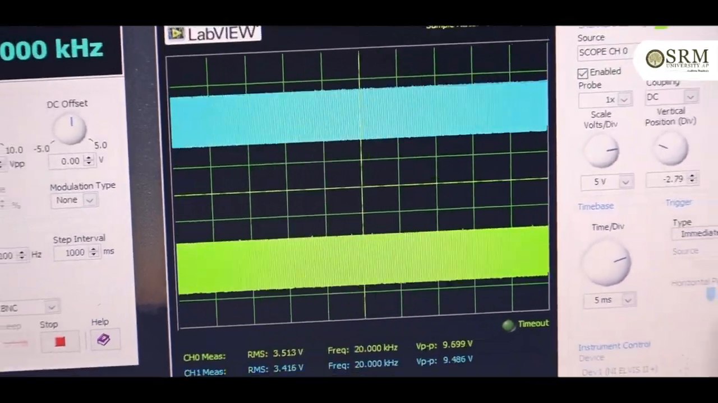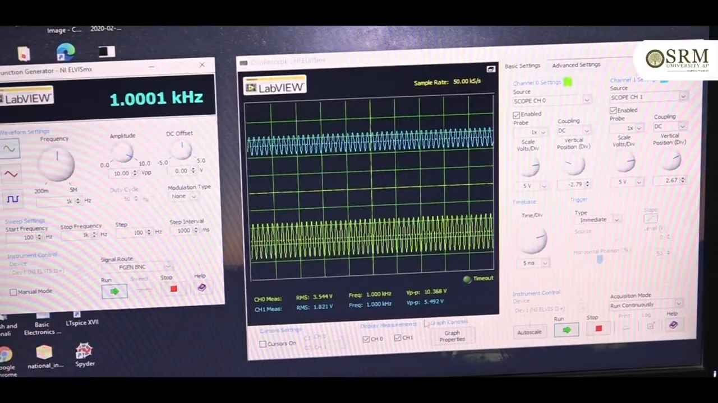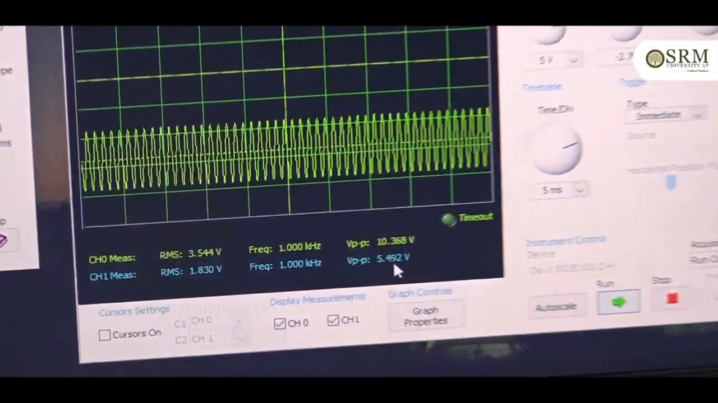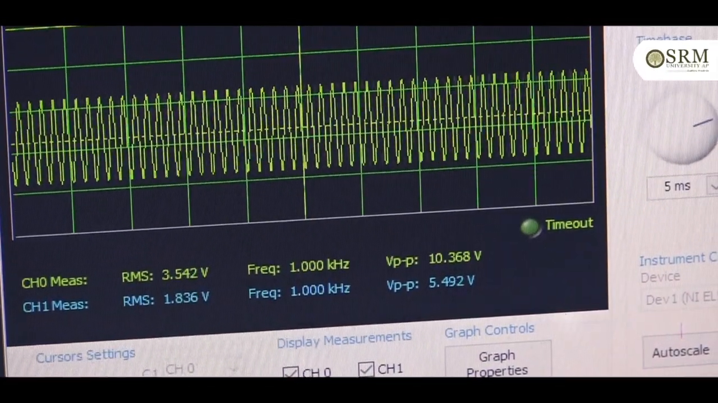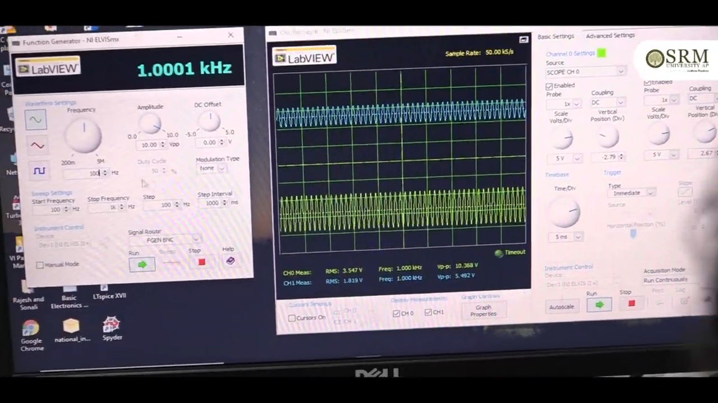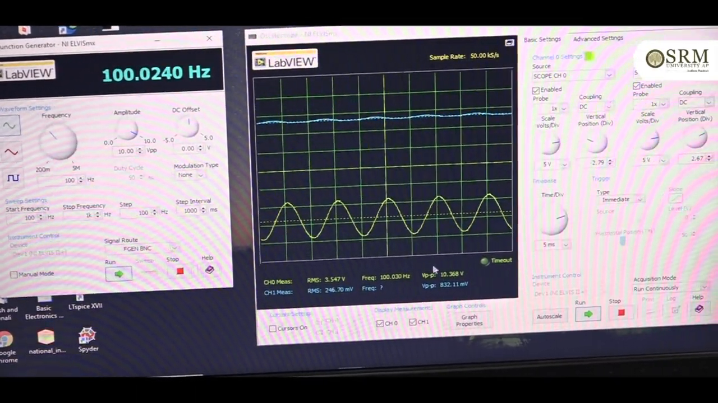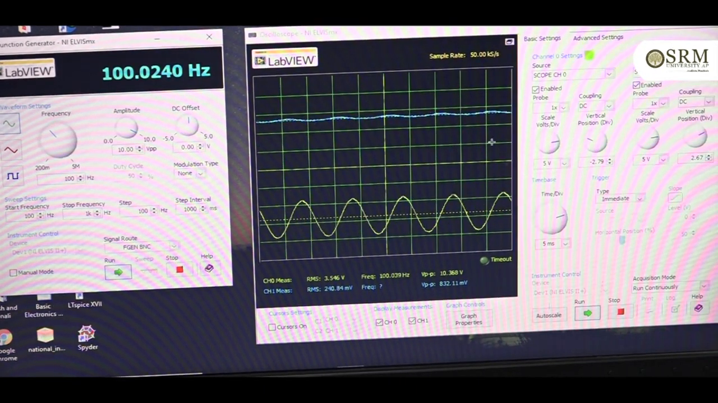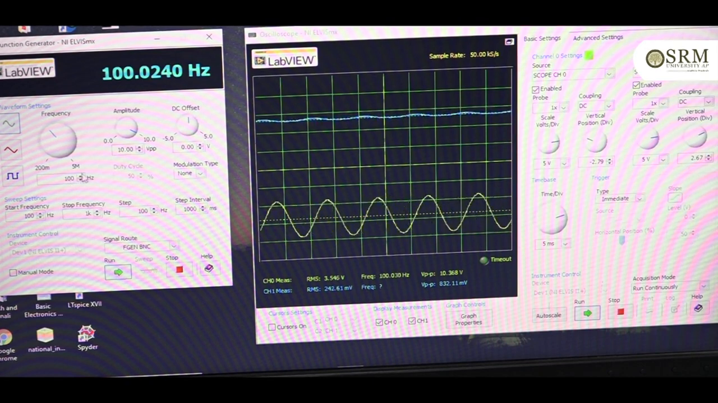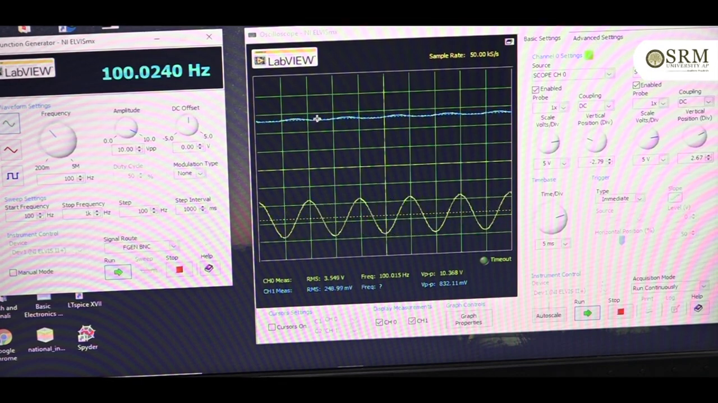For example, I will give 1 kilohertz frequency. See here, the input voltage is 10 volts and the peak to peak output voltage is 5 volts. The low frequency is somewhat attenuated. Then again I will give 100 hertz. See here, the input voltage is 10 volts, but the output is approximately DC, 832 millivolts. This is the low frequency. For this reason the high pass filter only allows high frequency signals and blocks low frequency signals.